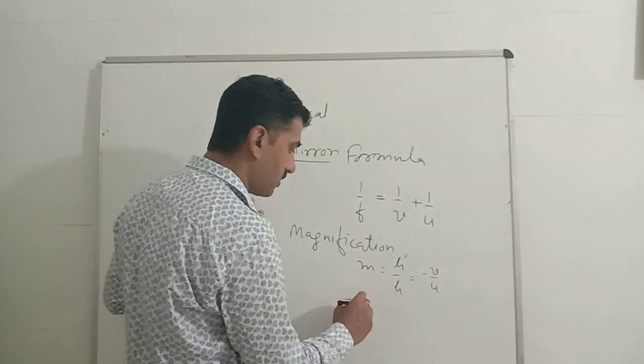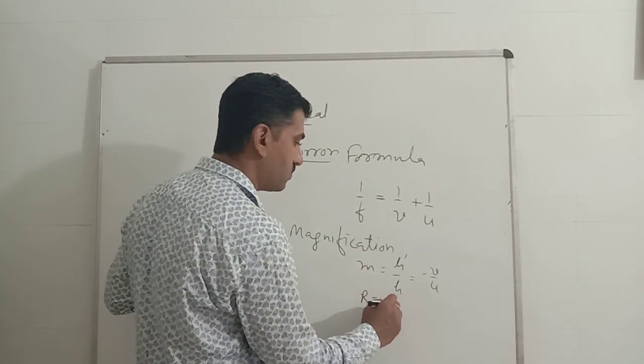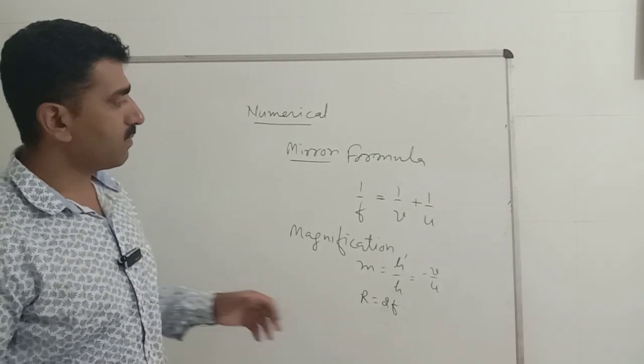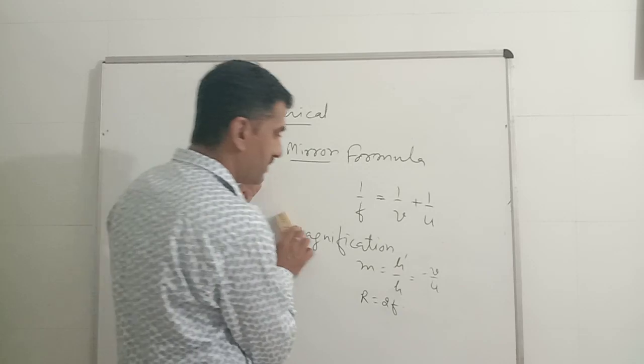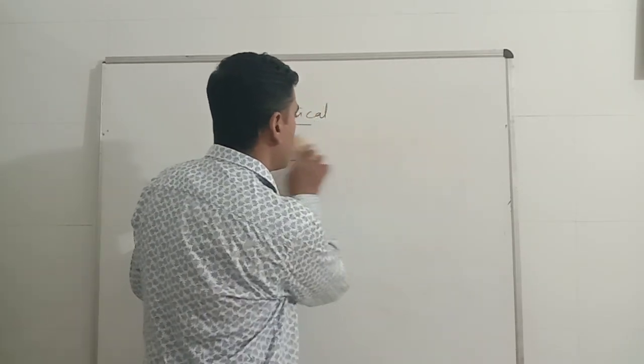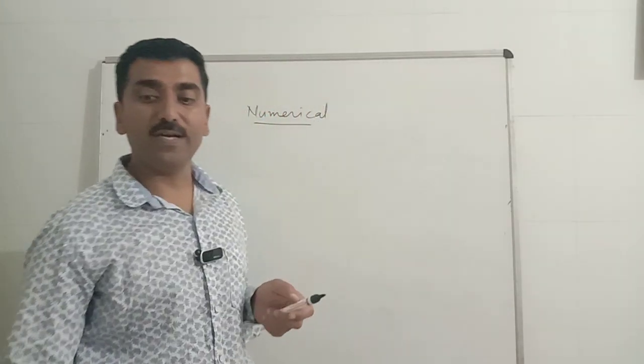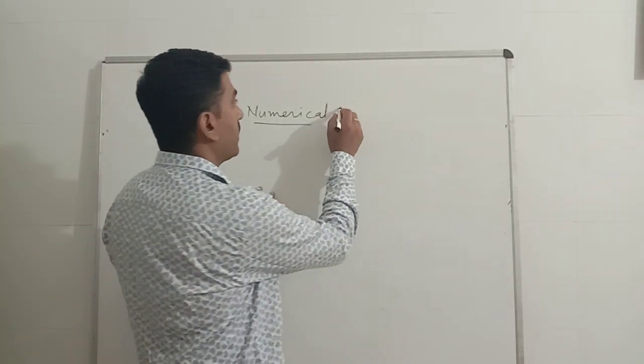This is your magnification formula. Sometimes if the radius of curvature is given, you know the radius of curvature is 2 times the focal length. This also you have to remember. With the help of this you can find out. Let's do one numerical. I'll make one numerical from my side, so you can practice some numericals from NCERT or some additional book. So here comes the numerical.